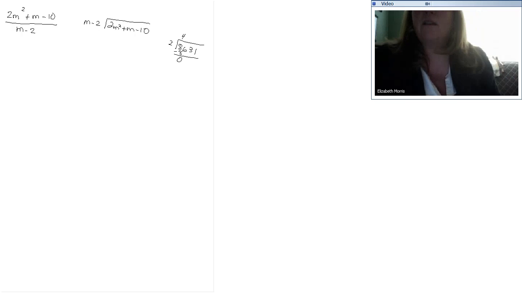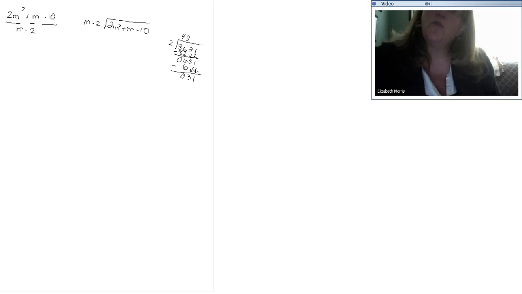Subtract and bring the rest down. And then you start all over. 2 times what is 6? 3. Then you multiply. 2 times 3 is 6. And then you subtract, that is 0, and you bring the rest down.